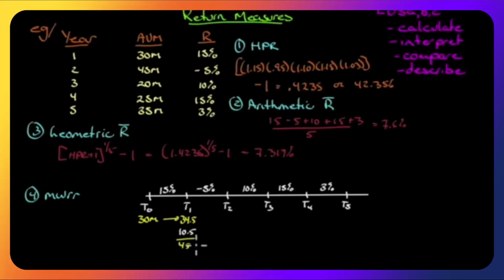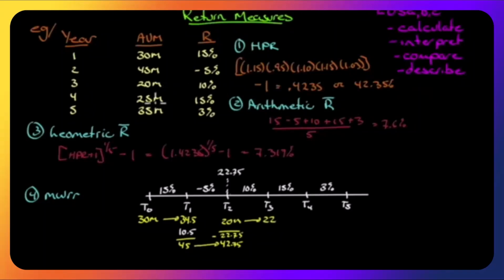And that 45 million experienced a 5% drop. So at the end of T2, we had 42.75 million. But it says we started the next period of time, the T3 period, at 20 million. So something must have happened here. We had to get rid of 22.75, so 22.75 in terms of outflows, which is a cash inflow in that sense, right? And if we subtract the 22.75, that gets us to 20 million that we needed to start.